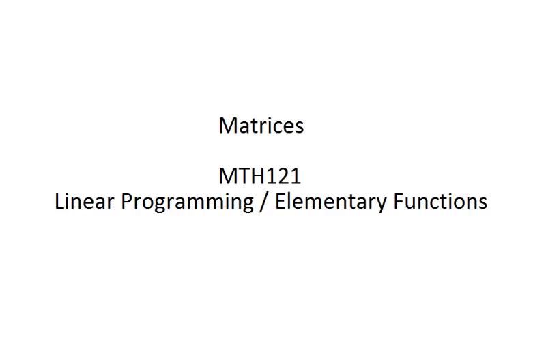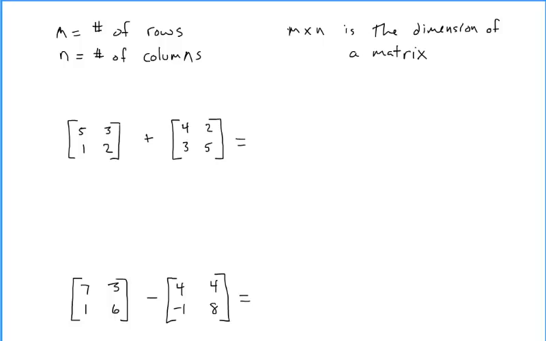In this video, we're going to take a look at matrices and specifically how to add, subtract, transpose, and multiply by a constant multiple. And the first thing I want to look at is the dimensions of a matrix. So M is going to represent the number of rows, N will represent the number of columns, and then the dimension of a matrix will be written as M times N.